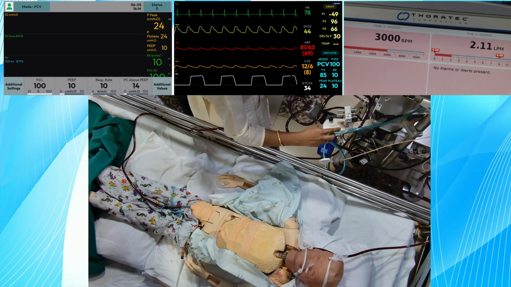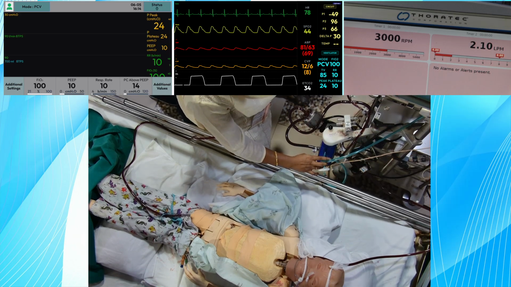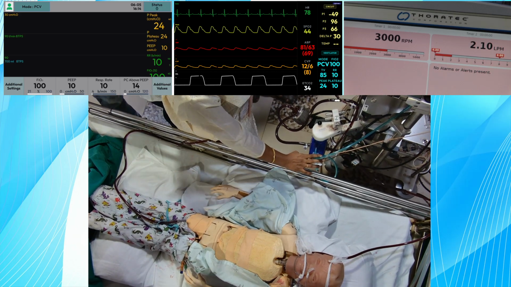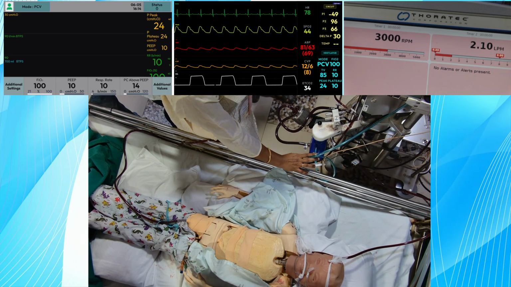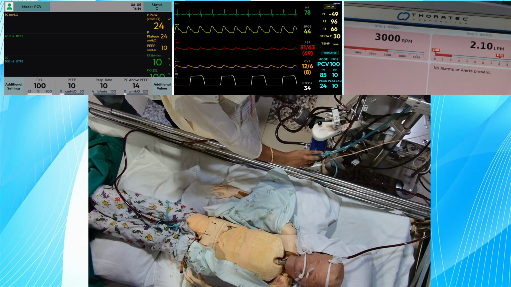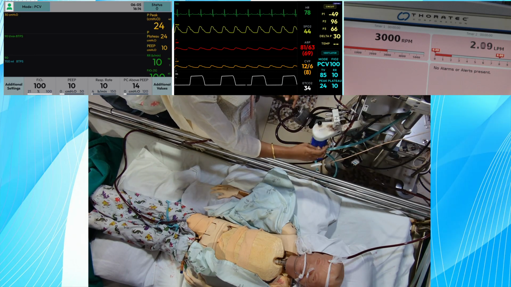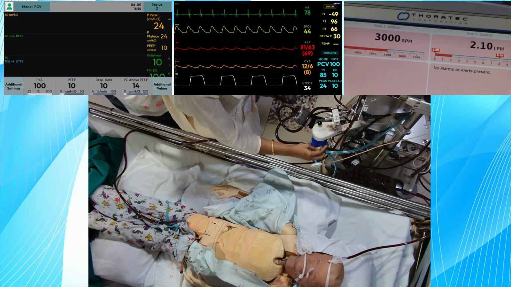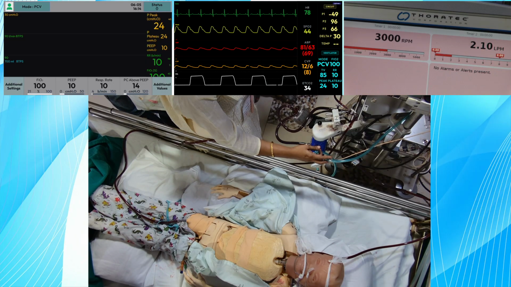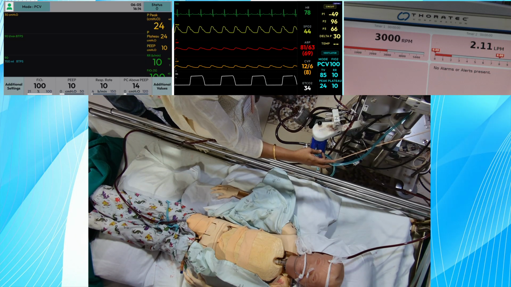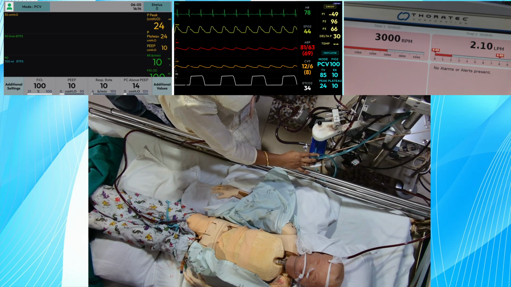There must be a leak somewhere, sir, from the oxygenator. So what do you want to do? We want to check the leak. Where? If the system is closed, is the leak in the tube or the oxygenator? It can be both. So do you want to change the connector? Yes, change the connector. We'll give you the connector.